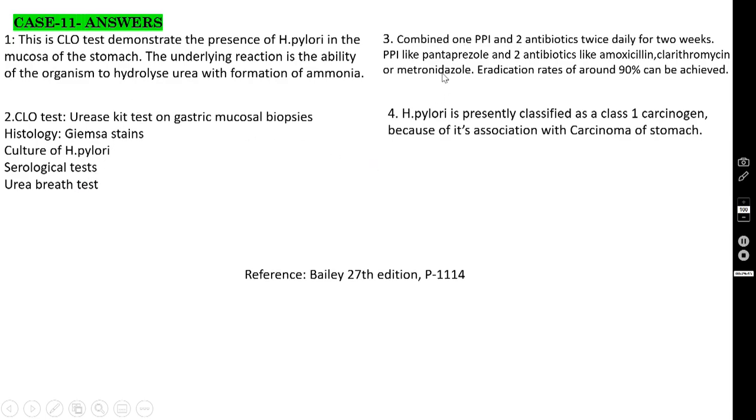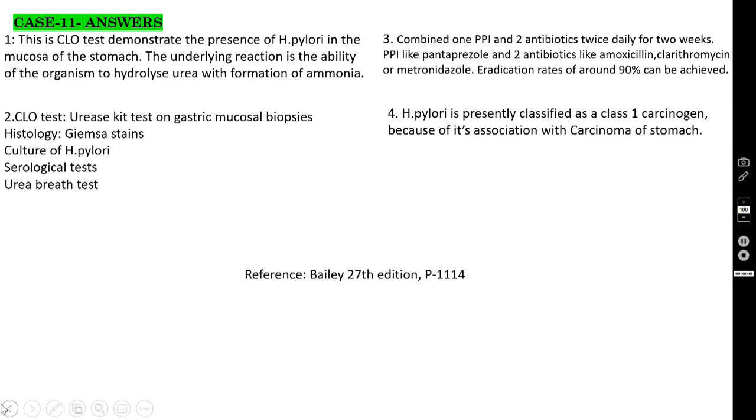What is the eradication treatment? Combined treatment, triple drug therapy: 1 PPI with 2 antibiotics, twice daily for 2 weeks. PPI like pantoprazole and 2 antibiotics like amoxicillin, clarithromycin or metronidazole. Eradication rate is around 90%.